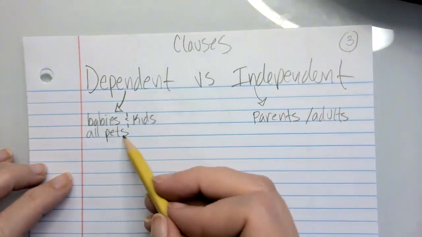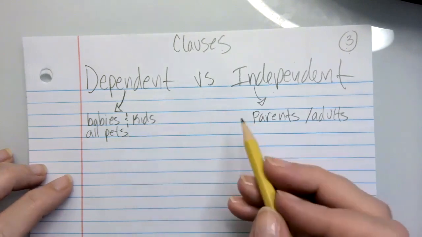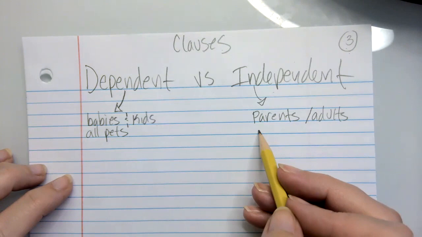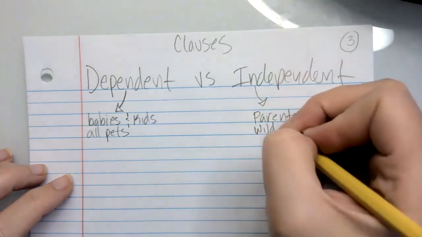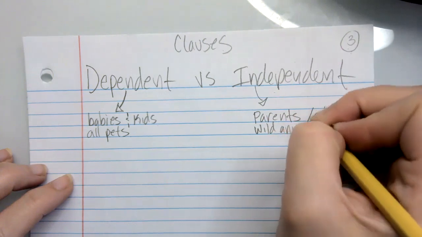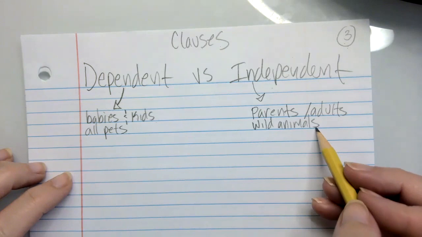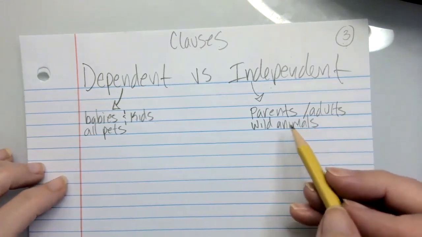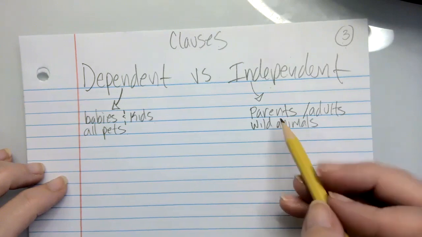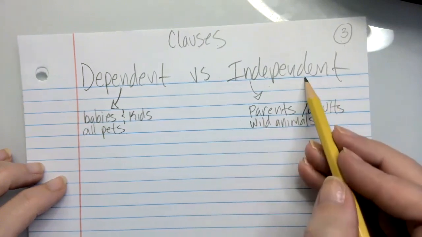Well, if we're talking about pets being dependent, really animals, then what type of animal would be independent? And you're probably thinking, well, wild animals are, and you are correct. Baby wild animals are not independent. They're dependent upon their parent. Not all of them, but some of them are dependent upon their parents. But for the most part, wild animals are independent for their survival.